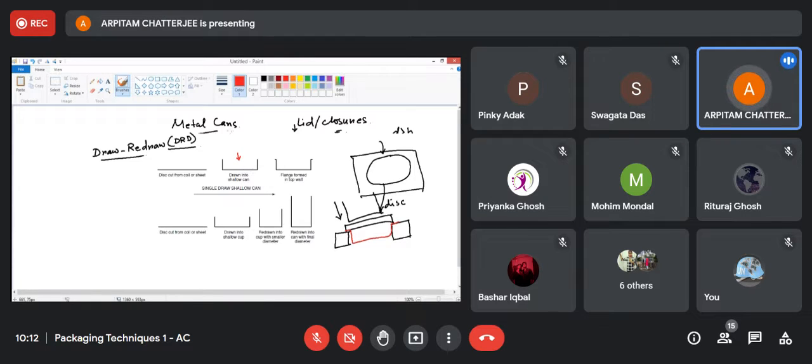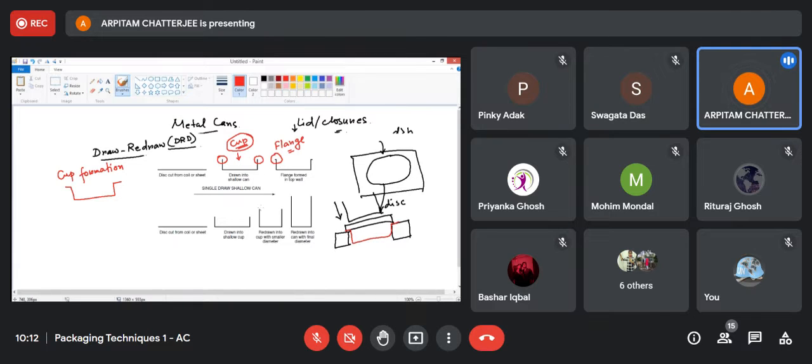The first step is basically called a cup. Okay, the first drawing, whichever shape you get, this shape which is shallow in nature, is called the cup formation. And then the two ends are basically flanged. Flanged means they are bent a bit, so this is called the flange. And this flange is required for seaming, because you have to fix the lid or closure with the can, so that is why this is done.